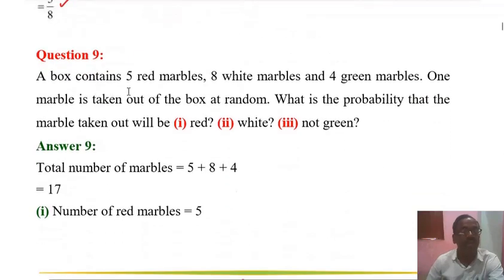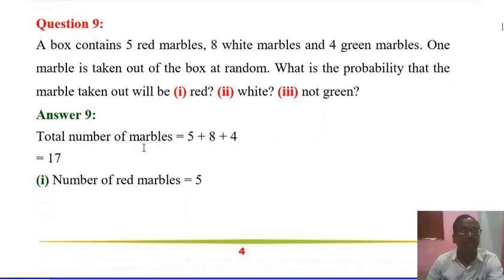A box contains 5 red marbles, 8 white marbles and 4 green marbles. One marble is taken out of the box at random. What is the probability that the marble taken out will be red, white and not green? Let's see, total number of marbles or total number of outcomes will be 5 plus 8 plus 4 equals 13 plus 4 equals 17.